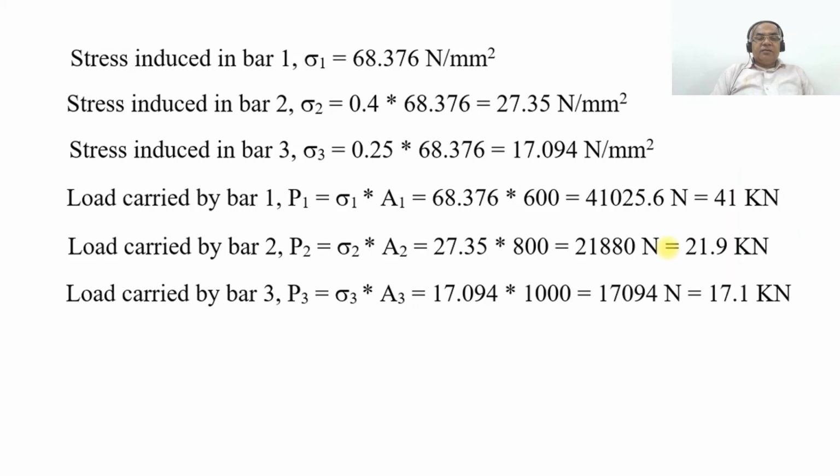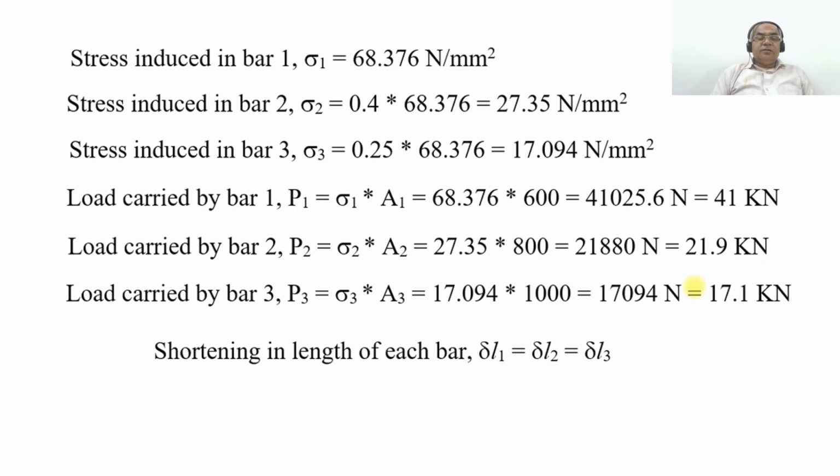Similarly, load carried by bar 3, which is P3, is equal to sigma 3 into A3. So you know the value of sigma 3 is 17.094. You substitute that into area of bar 3, which is 1000. So that will be equal to 17,094 Newton, which will be equal to 17.1 kilonewton.